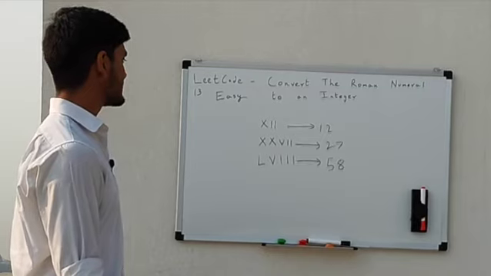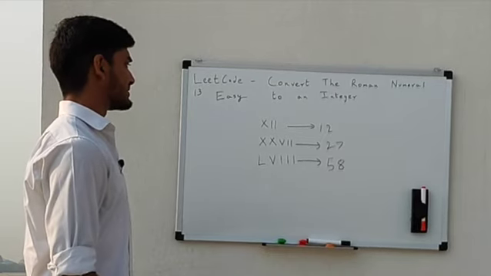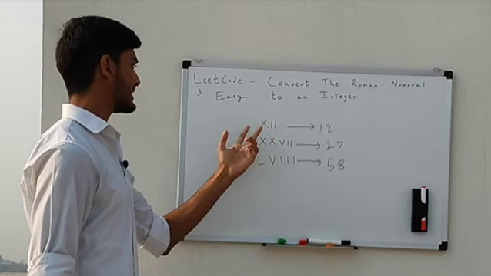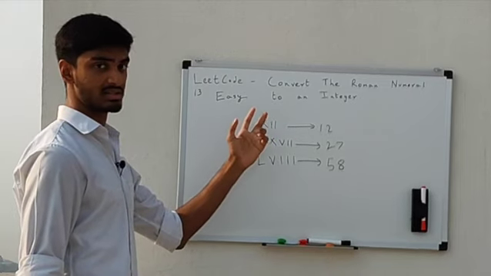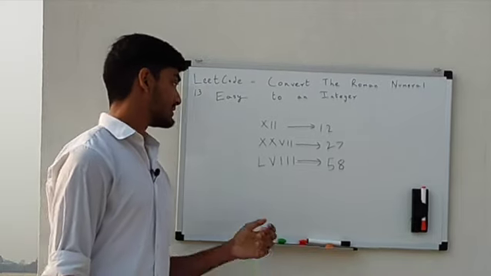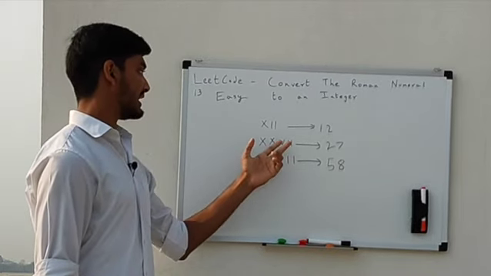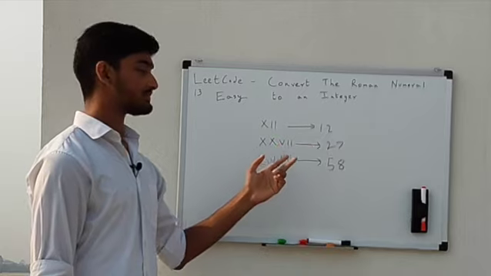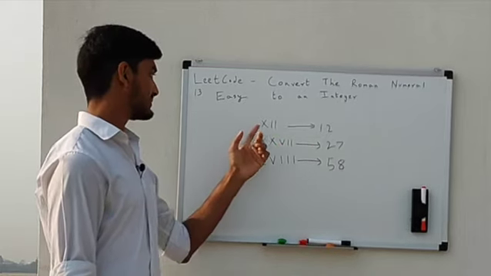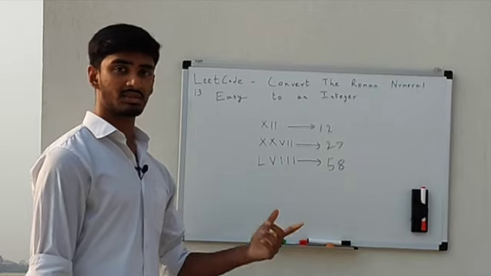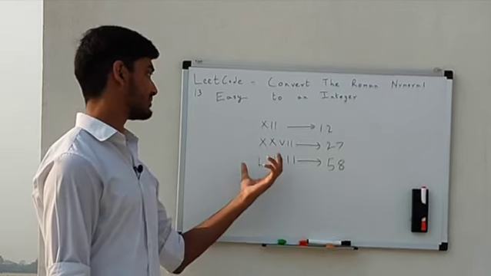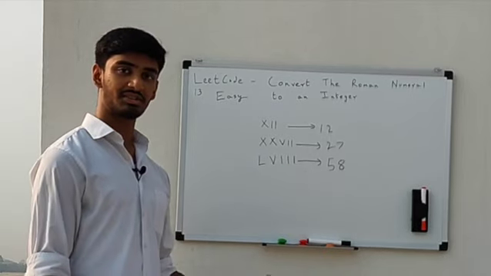If you look at the examples given here, XII gives 12, which means XII Roman numerals will convert to 12 in an integer numeral. Similarly, XXVII converts to 27 and LVII converts to 58. I'll explain what these are in the coming explanation, but the introduction is to convert a Roman numeral to an integer. Let's get into the introduction.